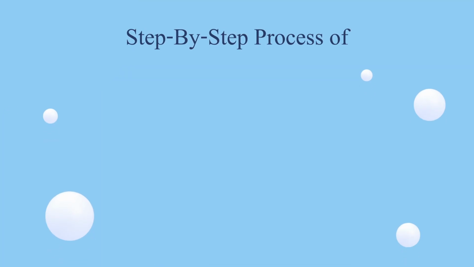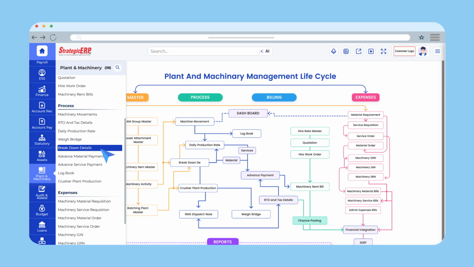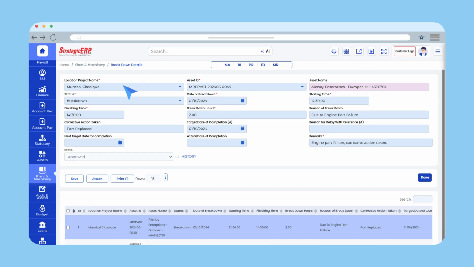Let us understand the step-by-step process of entering breakdown details in StrategicERP. Navigate to the breakdown details form under the plant and machinery module. Select the location, project name and asset ID. Asset name will be auto-fetched based on your selection.